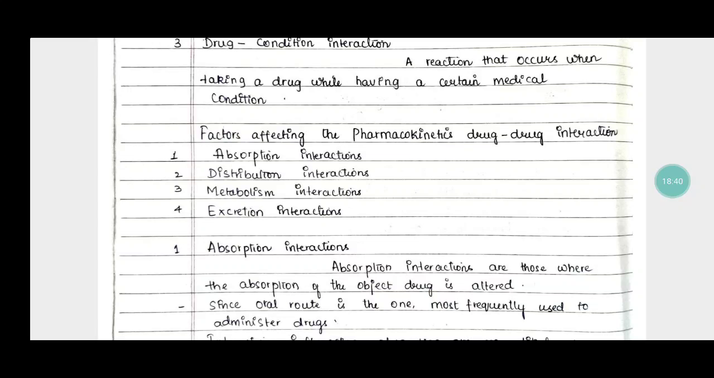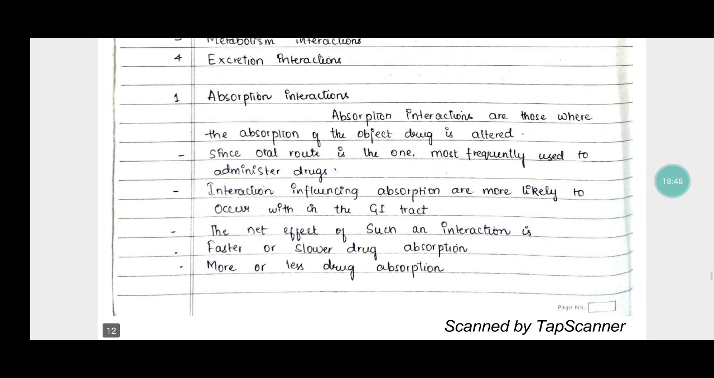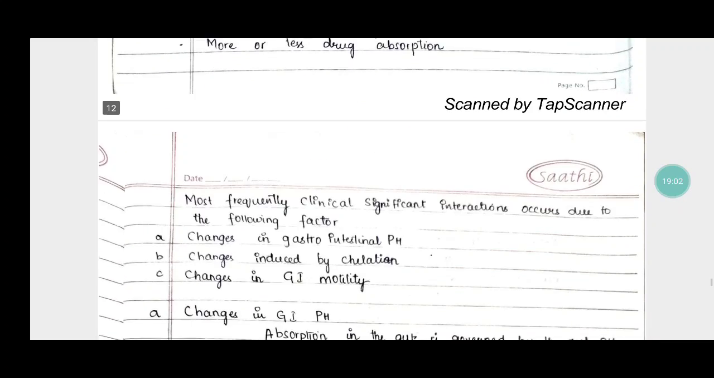interaction is one where the absorption of the object drug is altered, since the oral route is one of the most frequently used to administer drugs, and the net effect of such interactions is faster or slower, more or less, drug absorption. The most frequent clinically significant interactions occur due to the following factors: changes in gastrointestinal pH, changes induced by chelation and changes in GI motility.